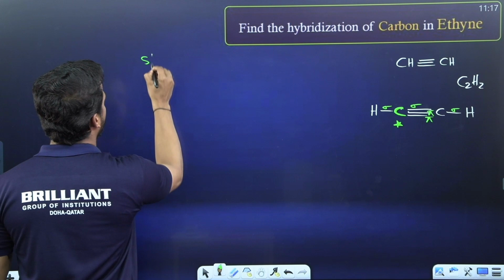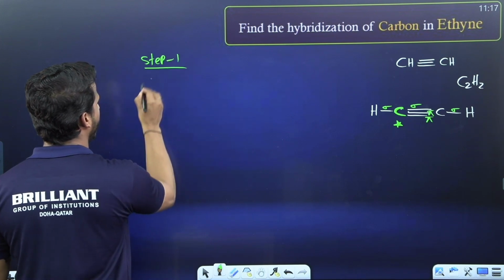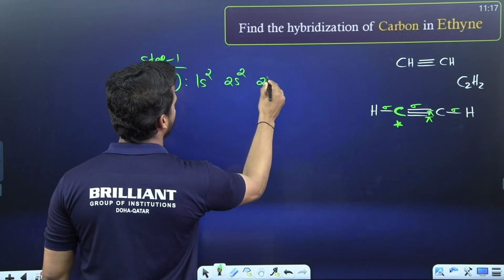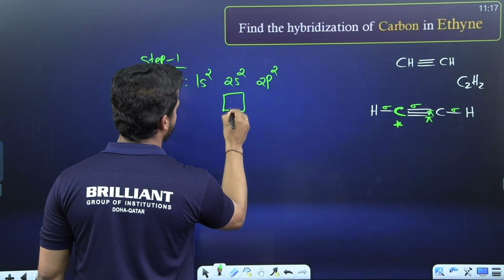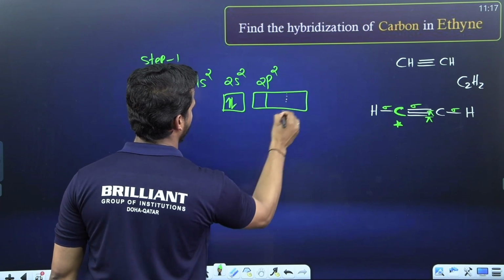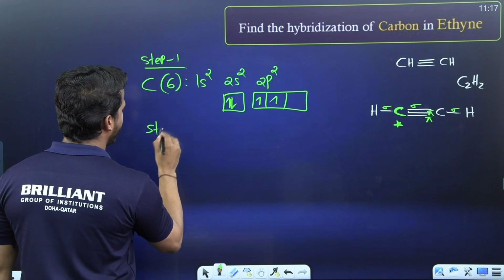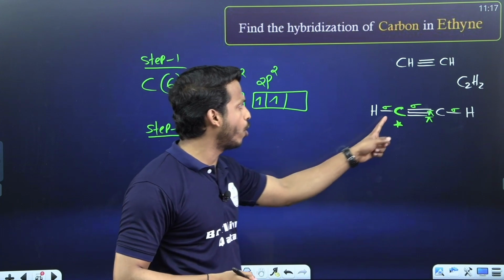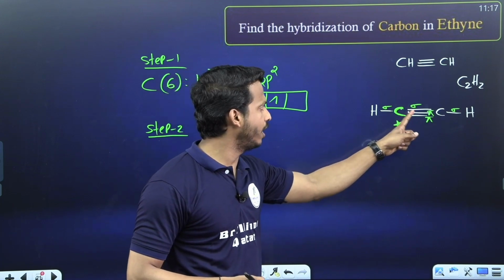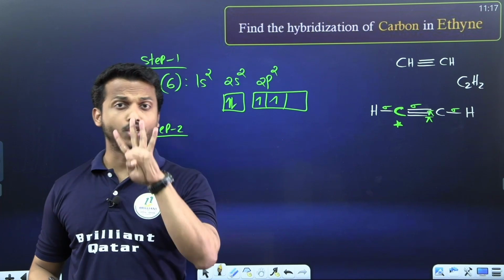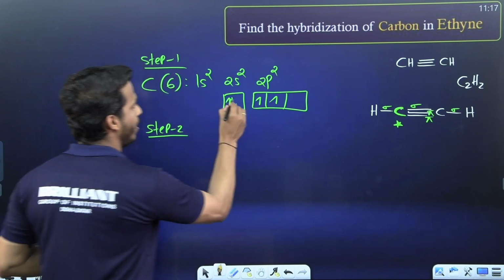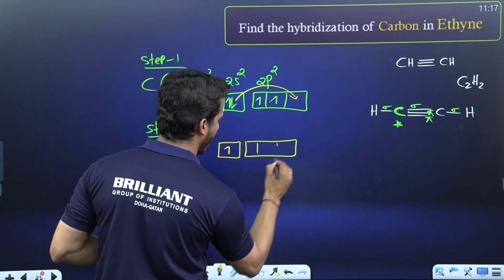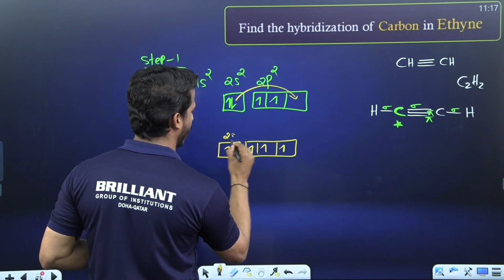Okay, let's start. What is step 1? Step 1 is simple. Carbon is our element, atomic number 6. So 1s2, 2s2, 2p2 is the configuration. 2s contains 2 electrons, 2p contains 2 electrons. Ready? Step 2: whether excited state is required or not. How to check? Total how many bonds on this carbon? 1, 2, 3, 4. If there are 4 bonds, there should be 4 unpaired electrons. Yes, we have to excite 1 electron. So what is the orbital? Here 1 electron. Here now we have 3 total. Yes, 4 unpaired electrons are ready.